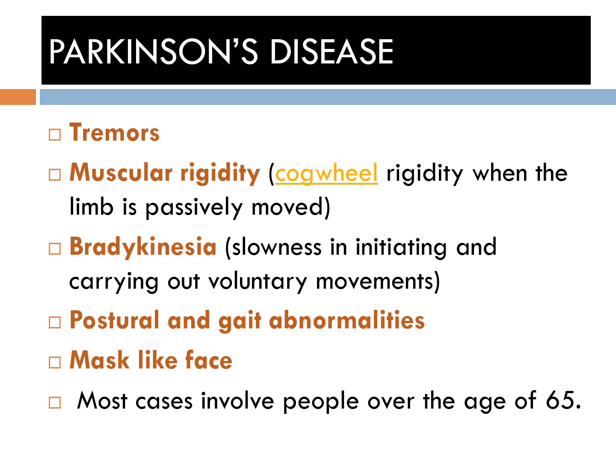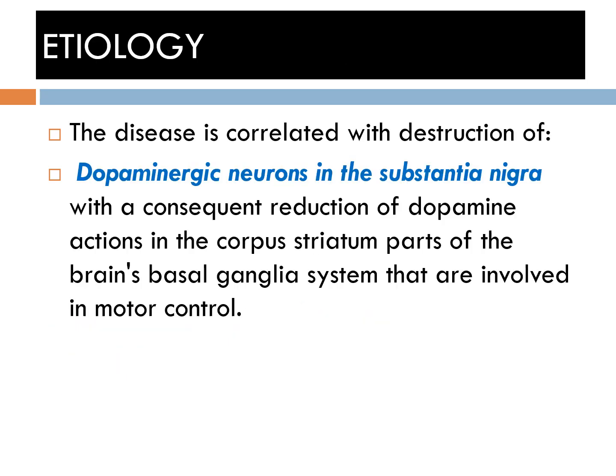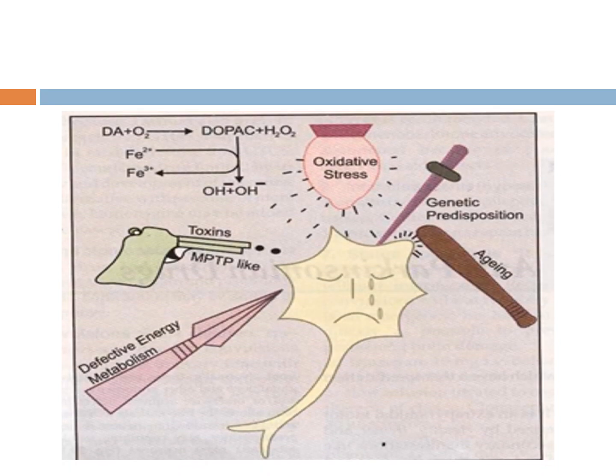So let's have a look at the etiological factors of Parkinsonism. Basically, there is destruction of the dopaminergic neurons in the substantia nigra. So there is a reduction in dopamine action in the corpus striatum and basal ganglia that are involved in motor control. That is why the patient is having these signs and symptoms. The other factors are aging, genetic predisposition, oxidative stress, and various toxins, and defective energy metabolism can also lead to Parkinsonism.